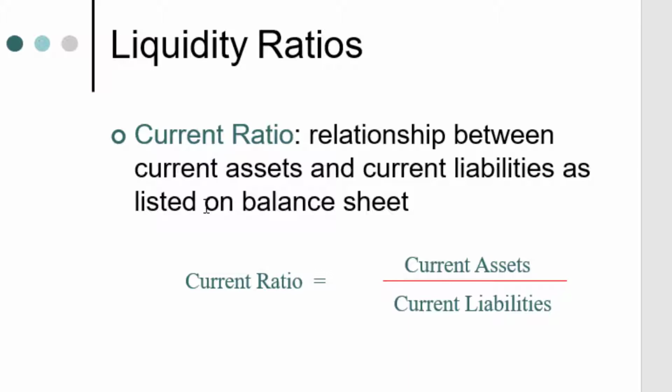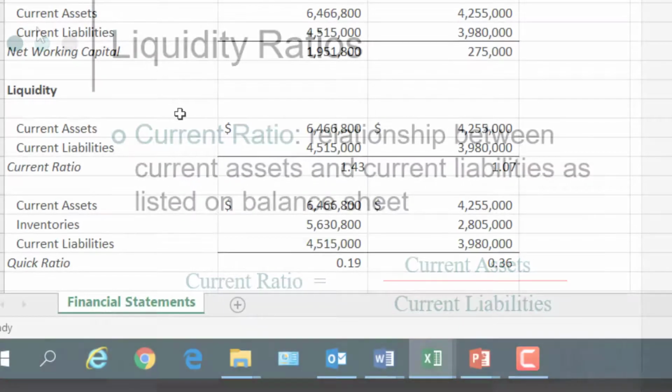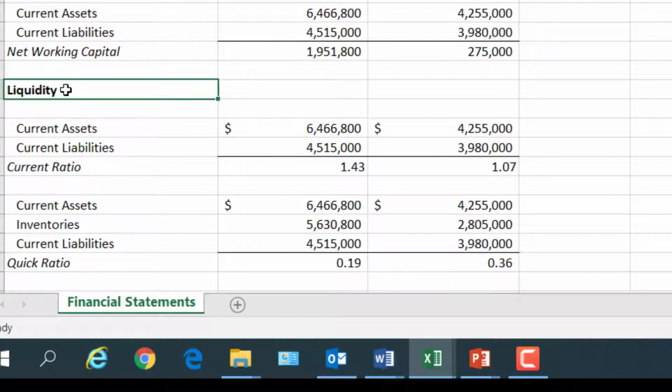And what I want to point out here is that a lot of times these financial ratios have names that are very self-explanatory. The current ratio is the current assets divided by the current liabilities. That's pretty straightforward, right? So it's an easy one to remember, not hard to memorize. So again, let's go back to our spreadsheet, and I have this all broken down, and I'm going to start off with a section on my liquidity ratio.